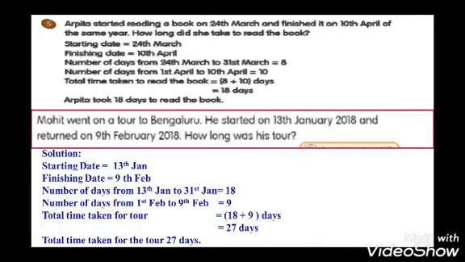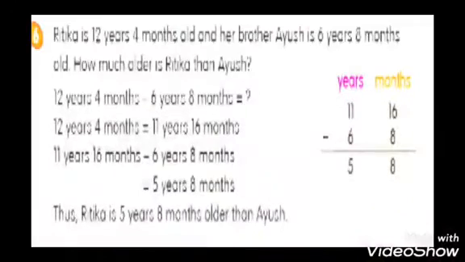Mohit went on tour to Bengaluru. He started on 13 January 2018 and returned on 9th February 2018. How long was his tour? So his starting date was 13th Jan, finishing date was 9th Feb. The number of days from 13th Jan to 31st Jan is 18. The number of days from 1st Feb to 9th Feb is 9. So the total time taken for the tour is 18 plus 9, which is 27 days.